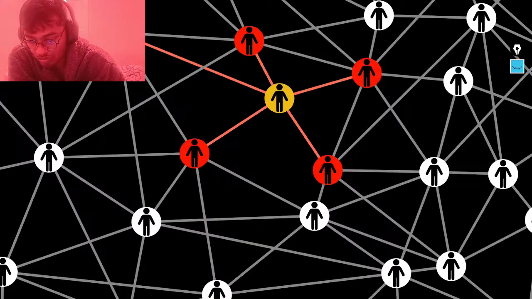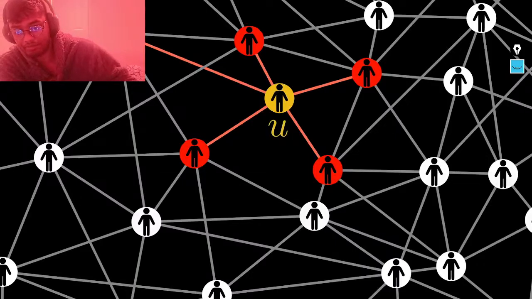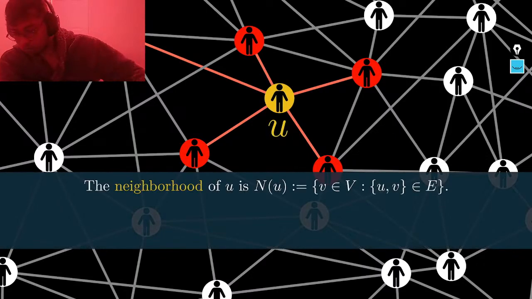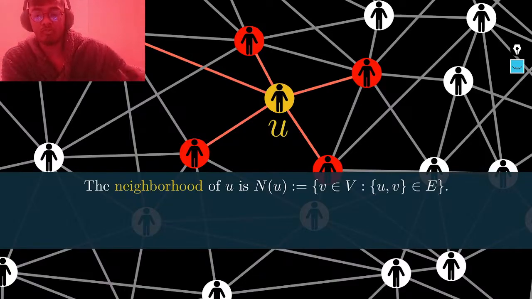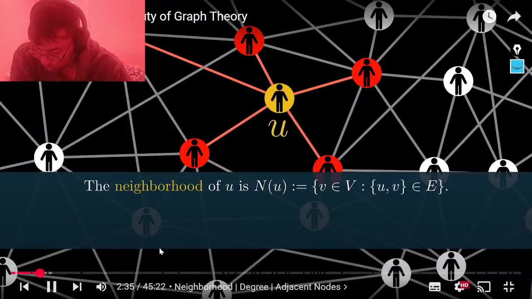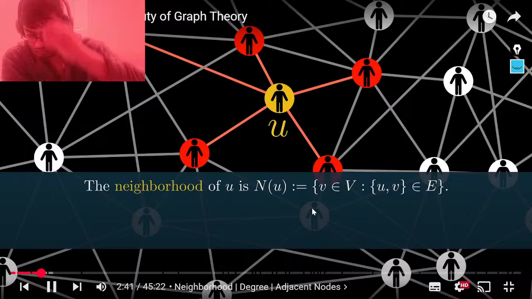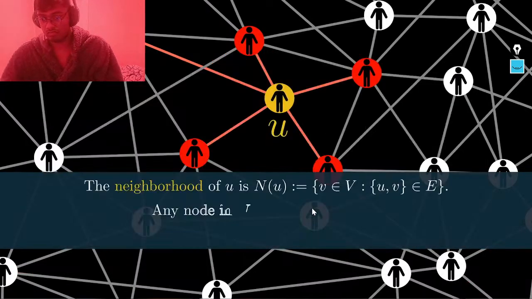More formally, the friends of the person in the yellow node, let's call this node U, define the neighborhood of the node U. In a general graph, the neighborhood N of U consists of all nodes V in the set capital V that are reachable from the node U by using a single edge, so an edge connecting U and V that is included in the edge set capital E of the underlying graph. Every friend of the person in the yellow node is called an adjacent node of the yellow node. Or in math language, every node contained in the neighborhood set N of U is an adjacent node of U.